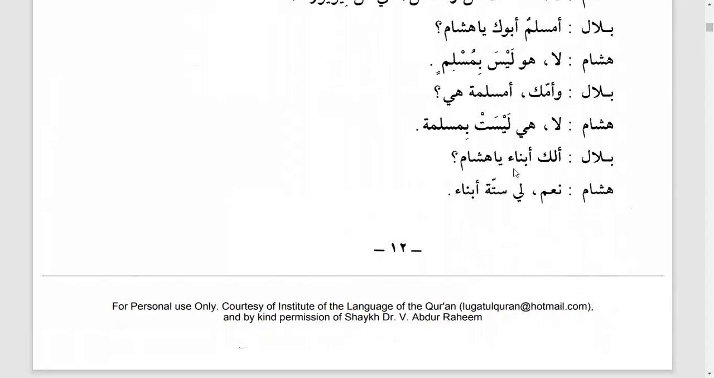Bilal: alaka abna'un ya Hisham? Oh Hisham, do you have sons? Hisham: na'am, li sittatu abna'in. I have 6 sons. Why has it come back again? Because our Sheikh, the one who wrote these books, does not want us to forget about the numbers. We learned in the last lessons of book 1 that the numbers from 3 to 10 are opposite in gender.